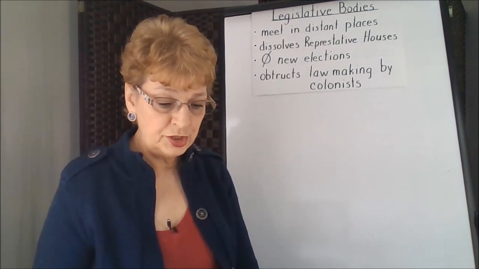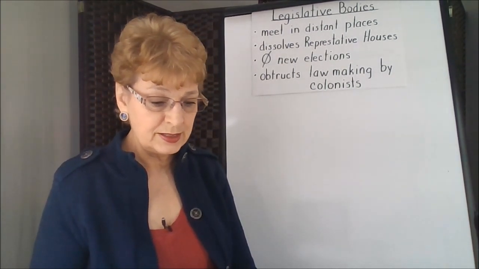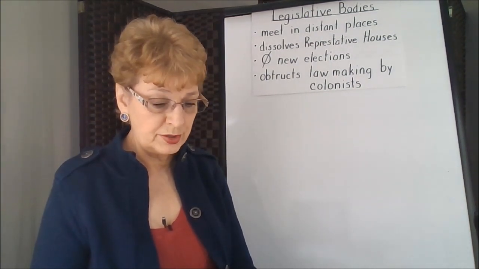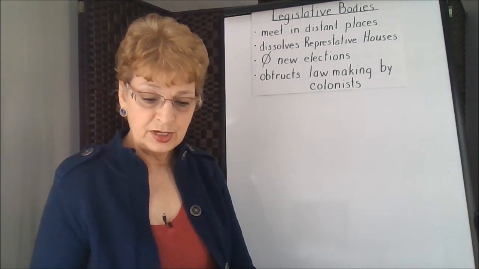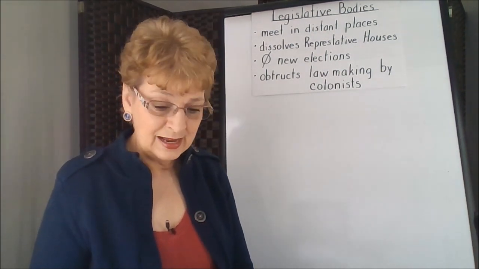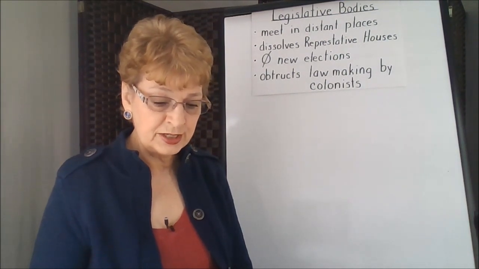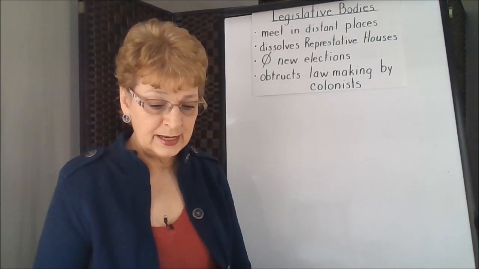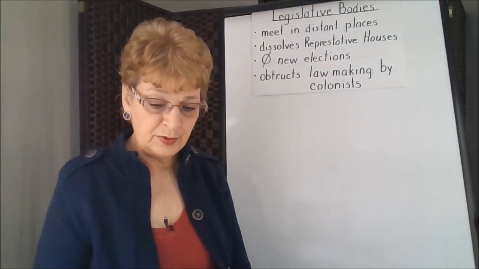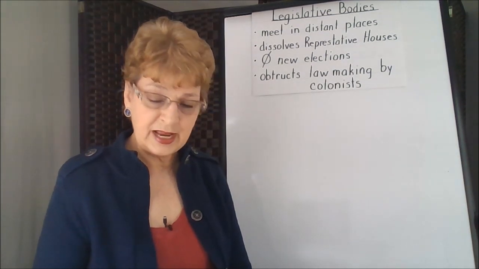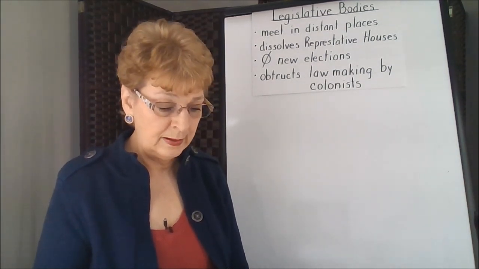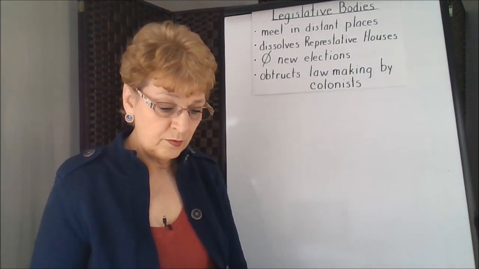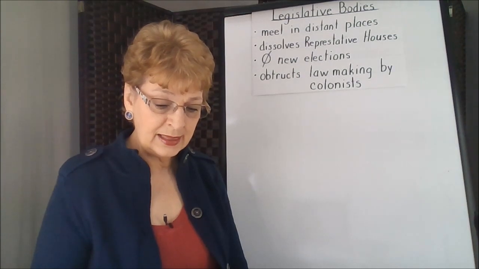He has endeavored to prevent the population of these states, for that purpose obstructing the laws of naturalization of foreigners, refusing to pass others to encourage their migration hither, and raising the conditions of new appropriations of lands. He has obstructed the administration of justice by refusing his assent to laws for establishing judiciary powers. He has made judges dependent on his will alone for the tenure of their offices and the amount and payment of their salaries.